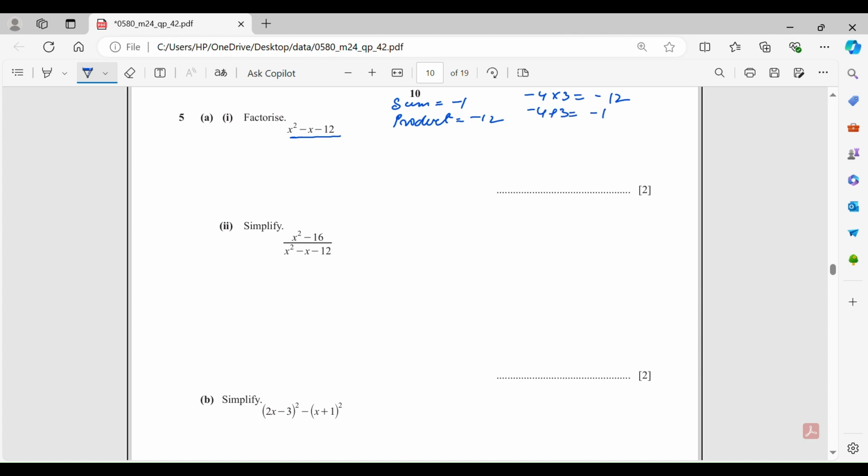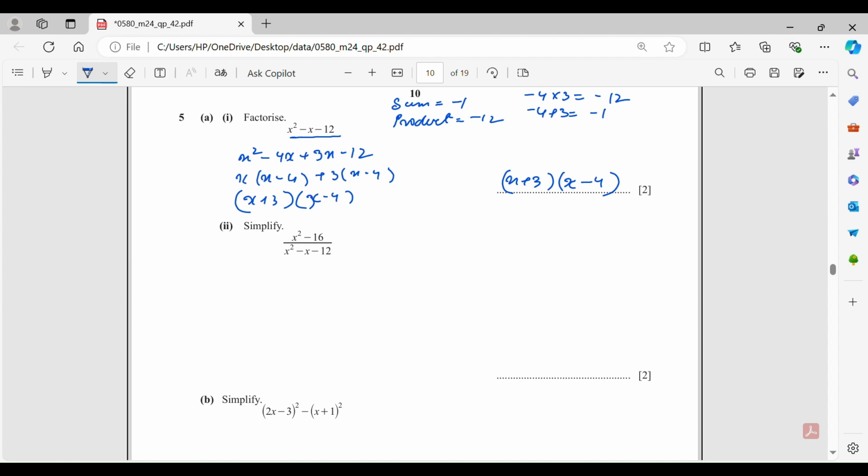So x square minus 4x plus 3x minus 12 gives x, bracket x minus 4, plus 3, bracket x minus 4, so x plus 3 and x minus 4. This is the answer, that is x plus 3 and x minus 4. Next, simplify this.